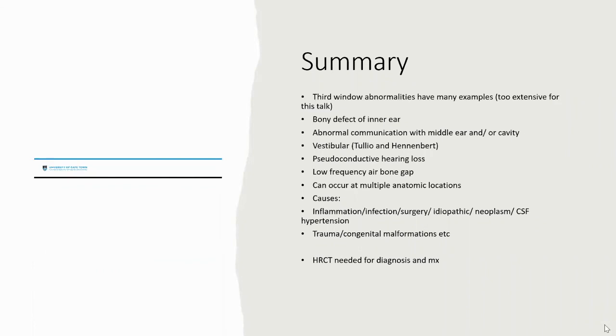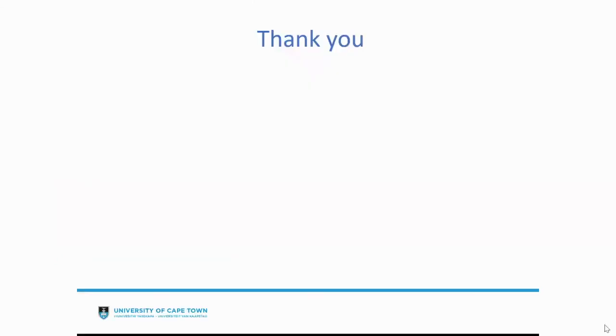Some of them are far too extensive for the context of this talk. But it's a bony defect of the inner ear that demonstrates abnormal communication with your middle ear or your cranial cavity. They present with vestibular signs. They have a pseudo-conductive hearing loss, and with a low frequency air-bone gap, it can occur at lots of anatomical locations. Causes can be very varied. And you really need a high-resolution CT scan in order to make the diagnosis and also to decide on what you're going to do for the patient with regards to management. Thank you.